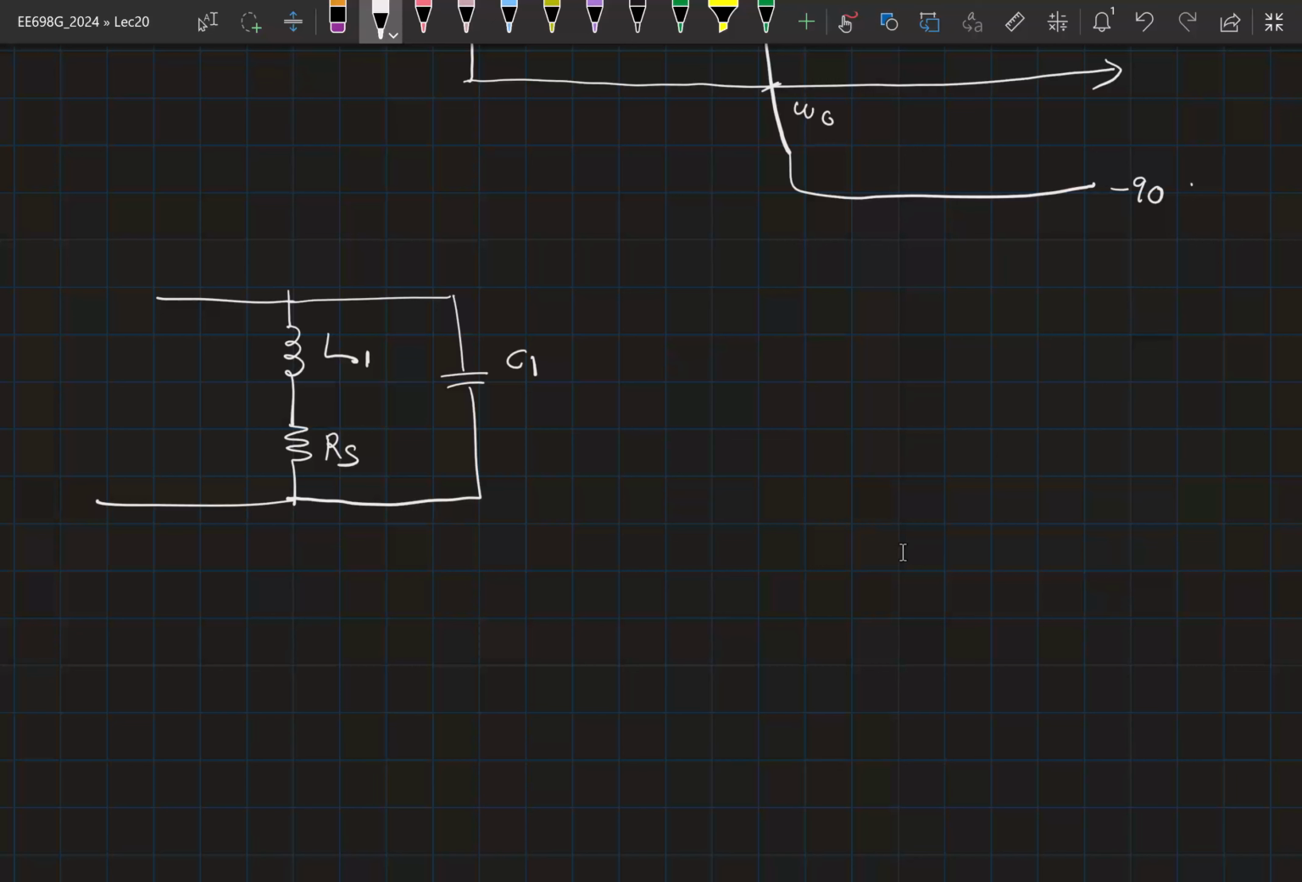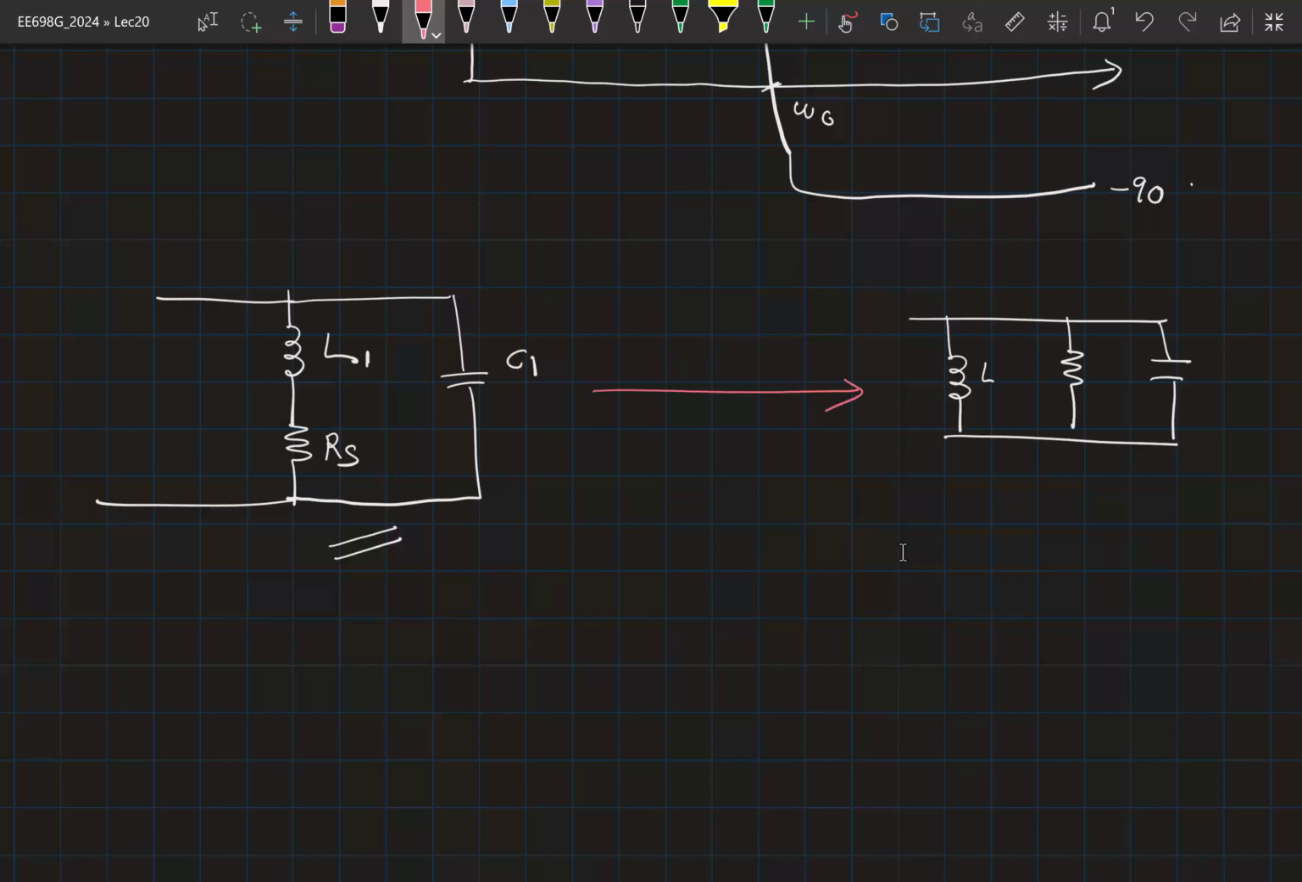Our calculations are going to be much easier if these were simply three components in parallel. We have to deal with this circuit where the inductor comes in series with a resistor, parallel with a capacitor, but our life would be much easier if we could model it as some combination of LP and RP, with no change to the capacitor C1. Is it possible to find a circuit like this to replace this? For all frequencies?